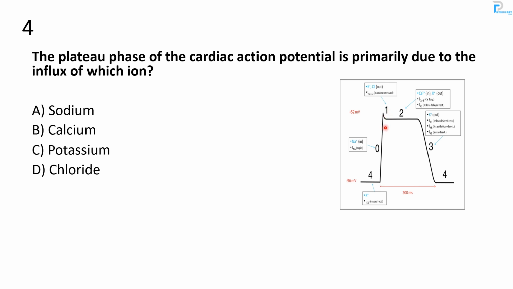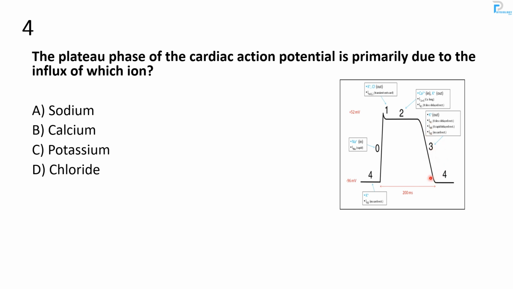We have phase 2, that is the plateau phase. That is caused by calcium influx, which balances the potassium efflux. And that causes no change in the action potential that we see here, which is the plateau phase. Then the calcium channels close and only potassium continues to flow out, causing the phase 3 repolarization.